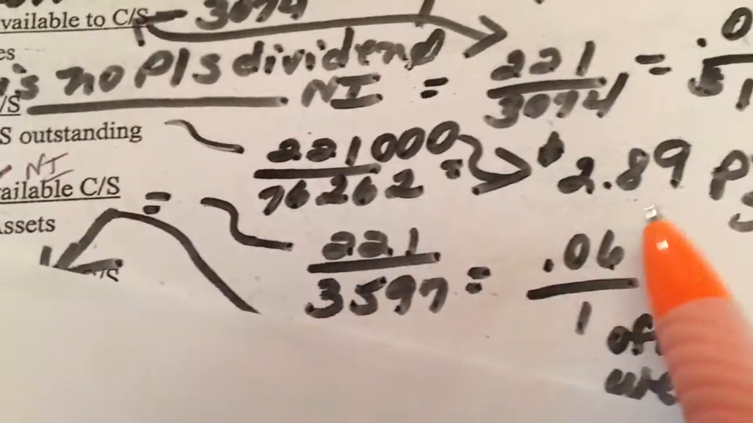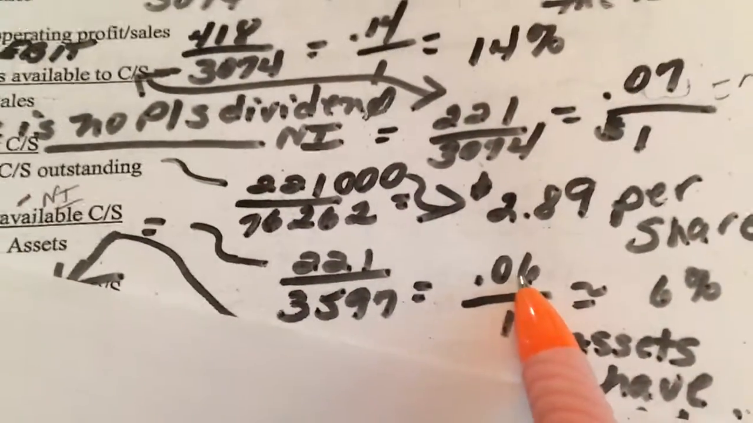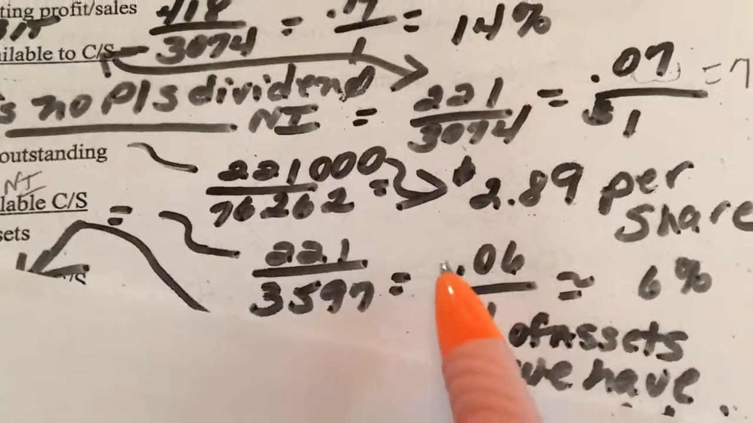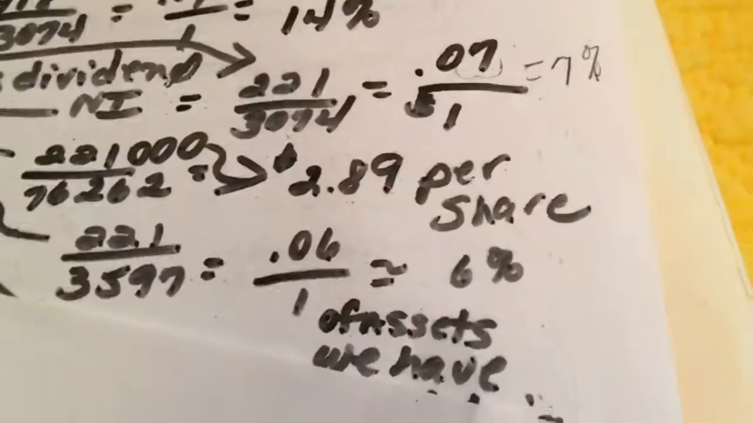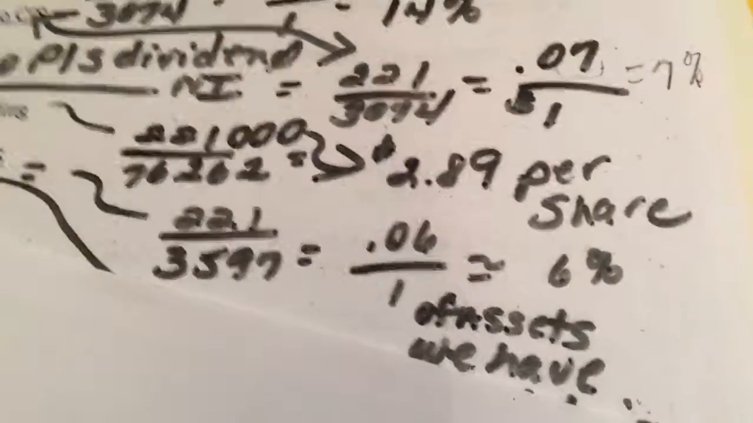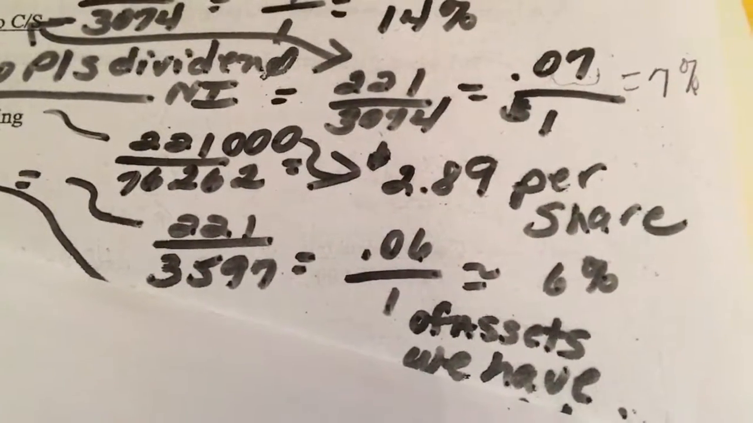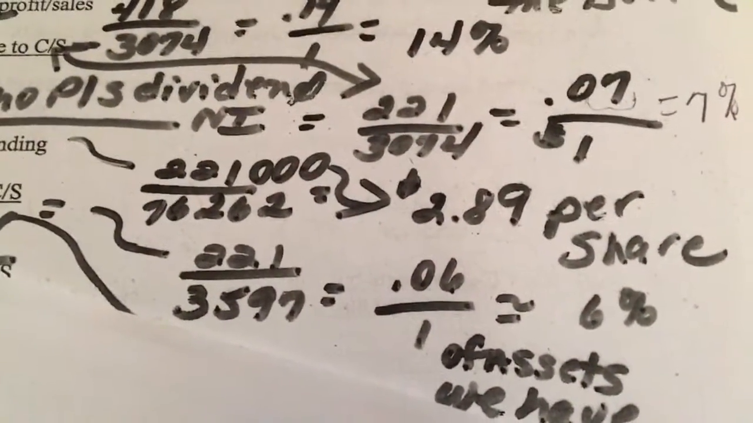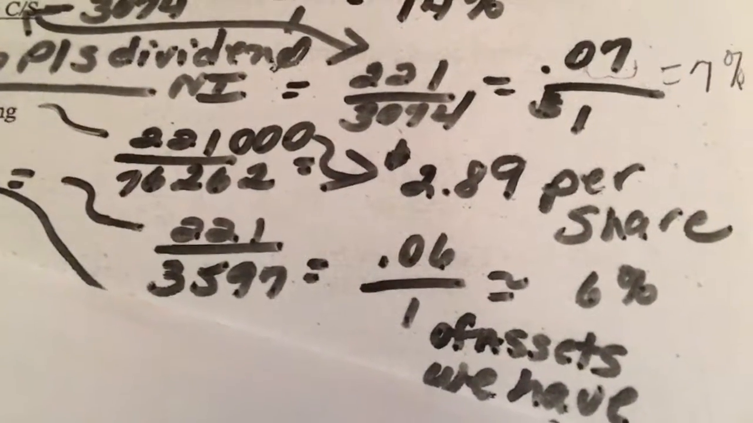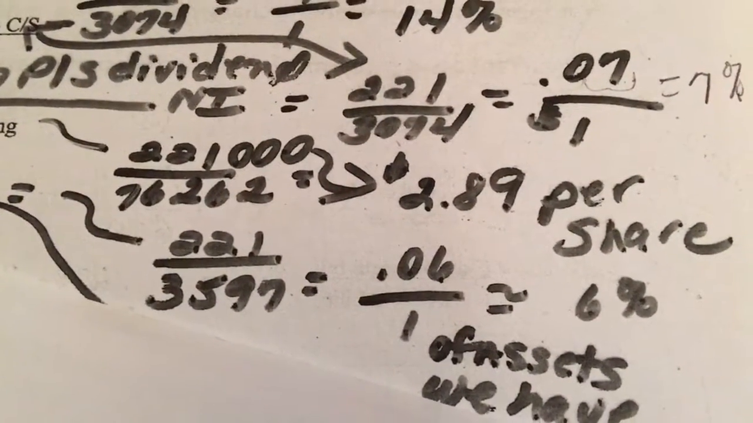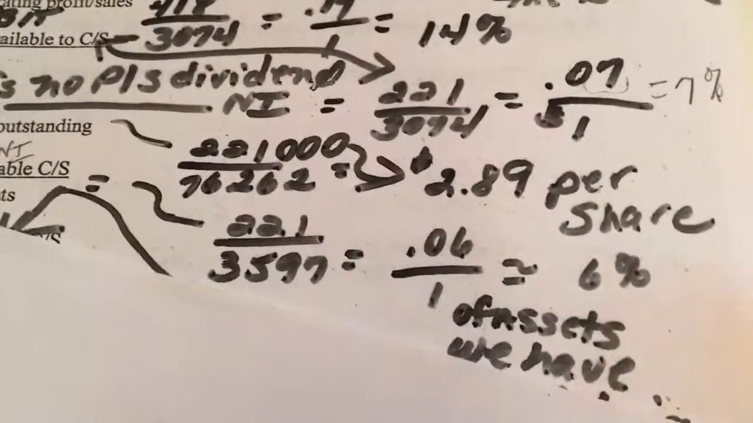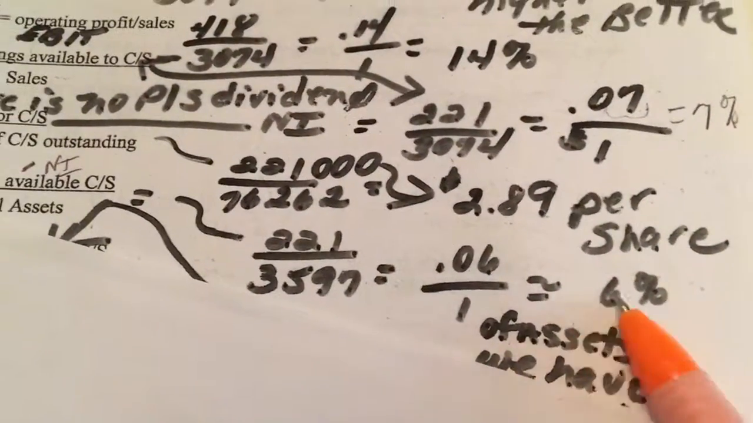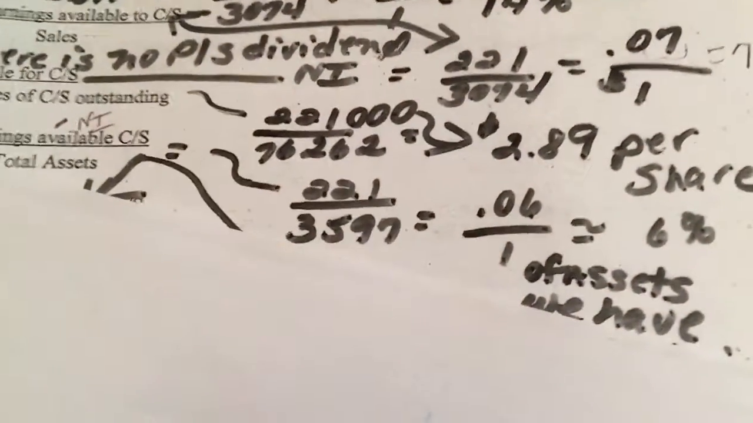Now let's take a look at this number. Okay, I calculated it, 221 over 3597. We come out with 0.06, which is 6 cents on a dollar of assets. So for every $1 of assets we've been using, our equipment and everything, building, we're generating about 6 cents in net income. Or 6% of all of our assets are generating net income. 6% is the generation percentage. Okay?